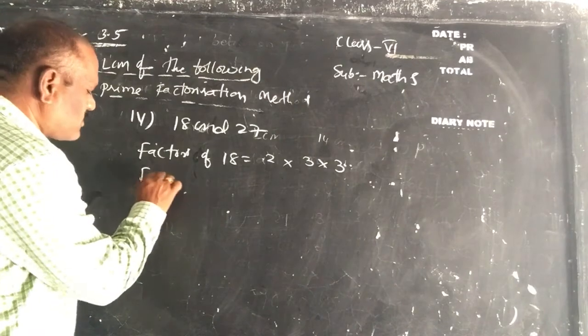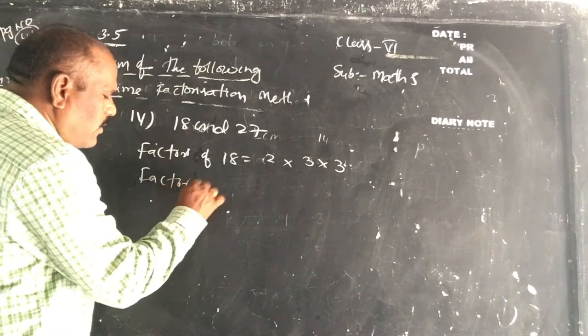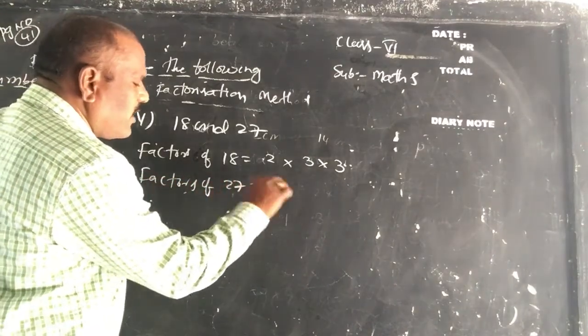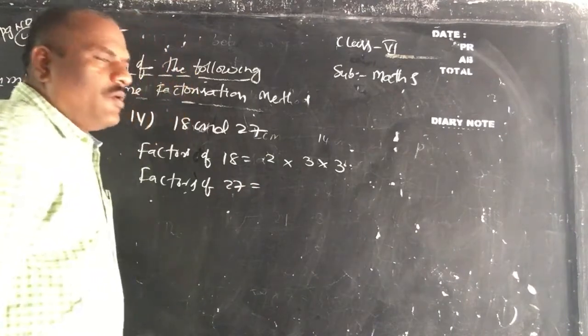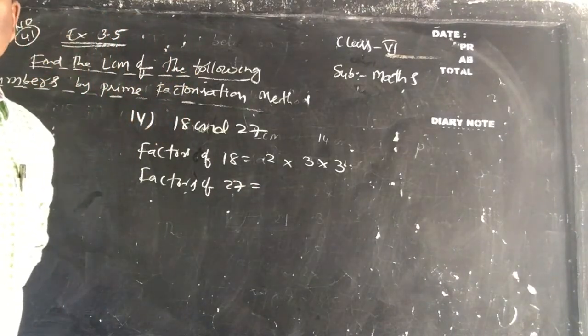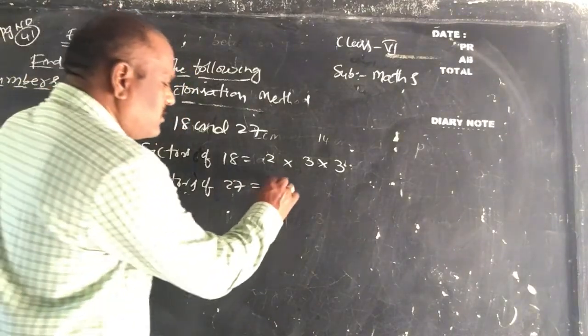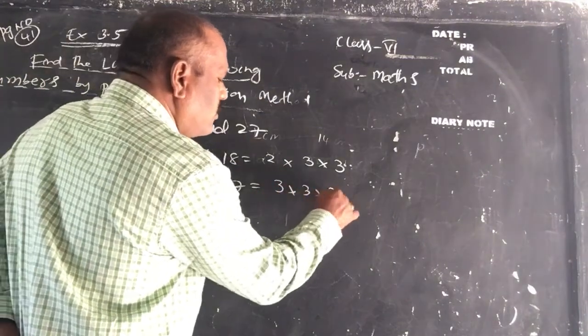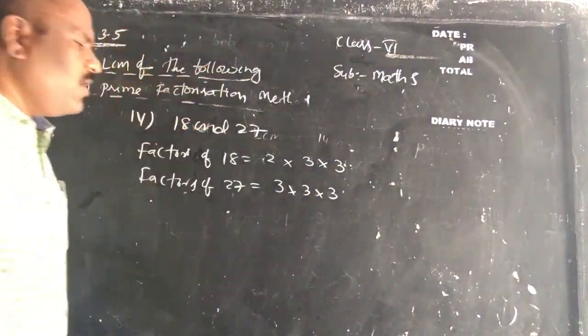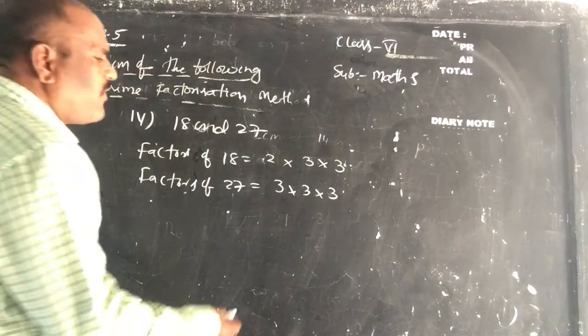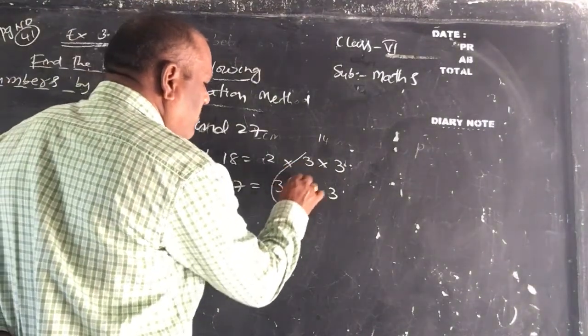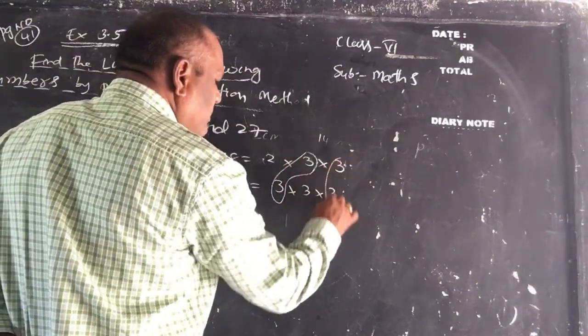And next, factors of 27, children. 3 into 9, or 3 into 3 into 3. These are the factors of 27. Now common factors, children. These are the common factors, and these are the common factors.